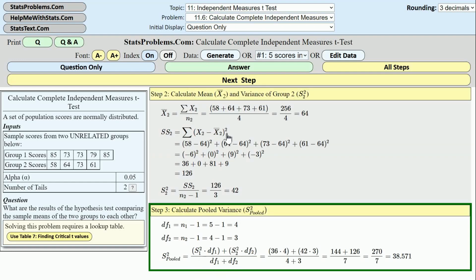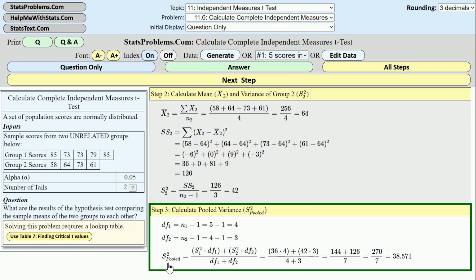In Step 3, we calculate the pooled variance, S squared pooled. First, we calculate the degrees of freedom for the two groups. Degrees of freedom for Group 1, DF1, equals sample size of Group 1, N1, minus 1 is equal to 5 minus 1 is equal to 4. Degrees of freedom for Group 2, DF2, equals sample size of Group 2, N2, minus 1 is equal to 4 minus 1 is equal to 3.